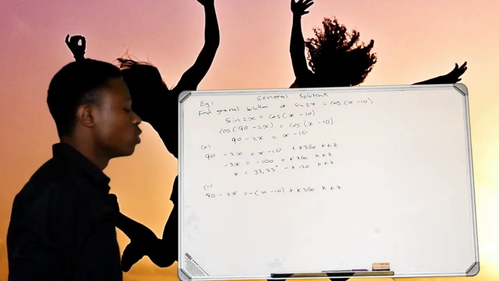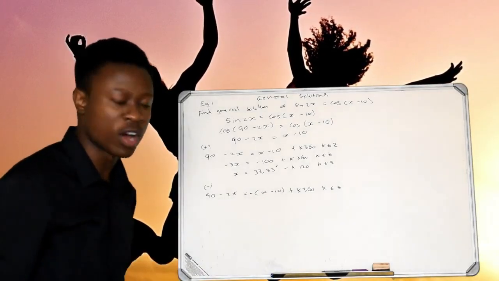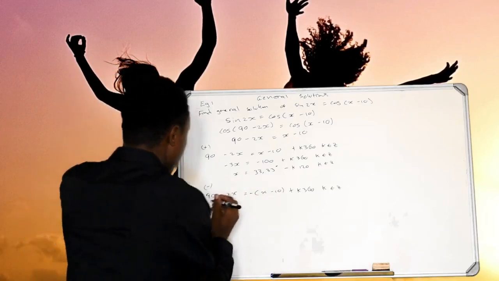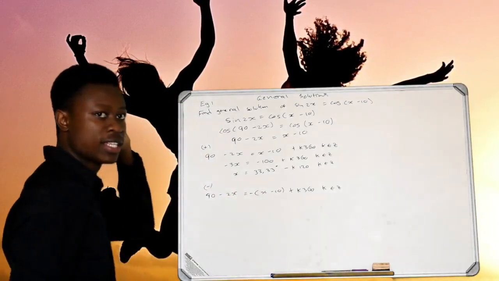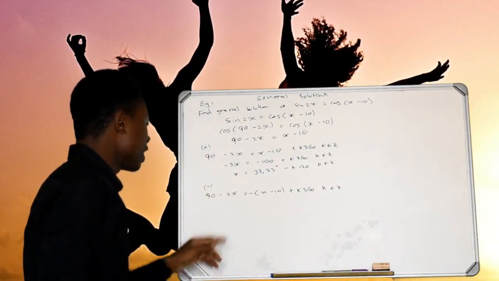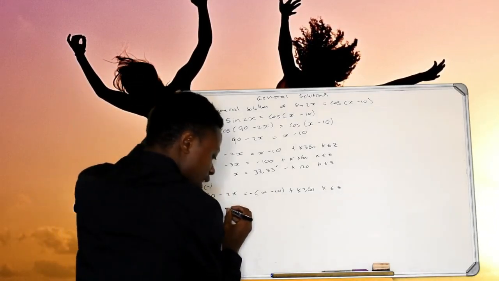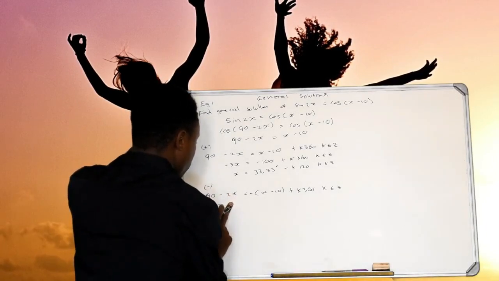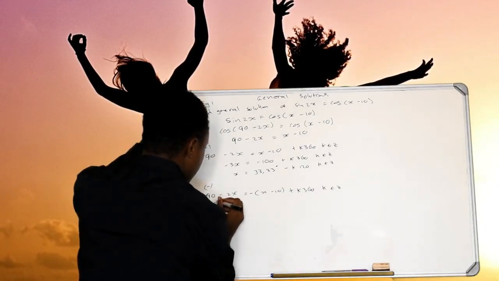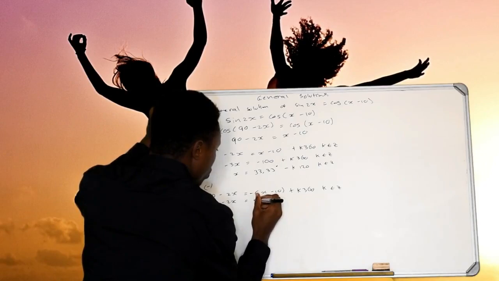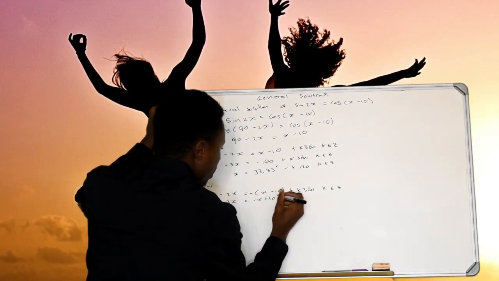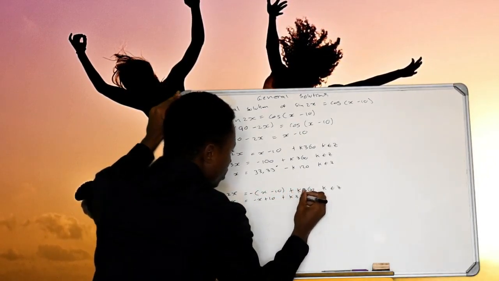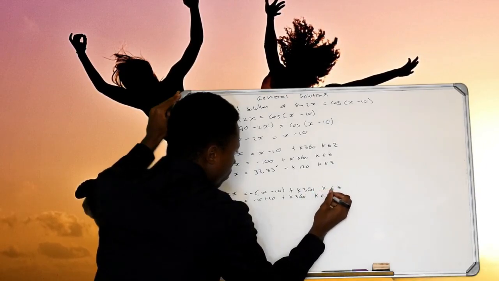Now again, this is easy. I'm just solving. If I multiply this negative on the inside, and then take that negative onto the other side, this becomes negative x. Okay, let me just write it out. So I have 90 minus 2x is equal to negative x plus 10 plus k360, k element of z.